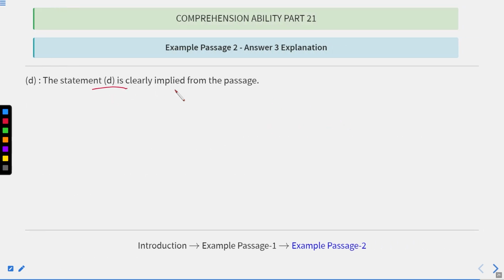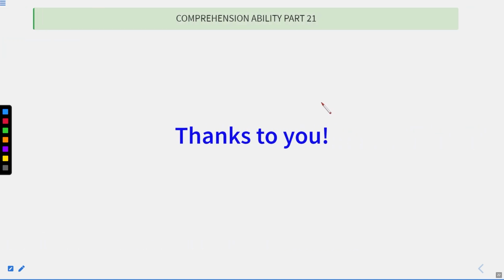So statement D is clearly implied from the passage. Now, these were two passages that we have done over here. We have done example passage 1 and example passage 2. I hope both of these passages were very easy, and you must have found them easy, and also you were able to answer each and every question properly. In our next session we will be doing some more passages like this.